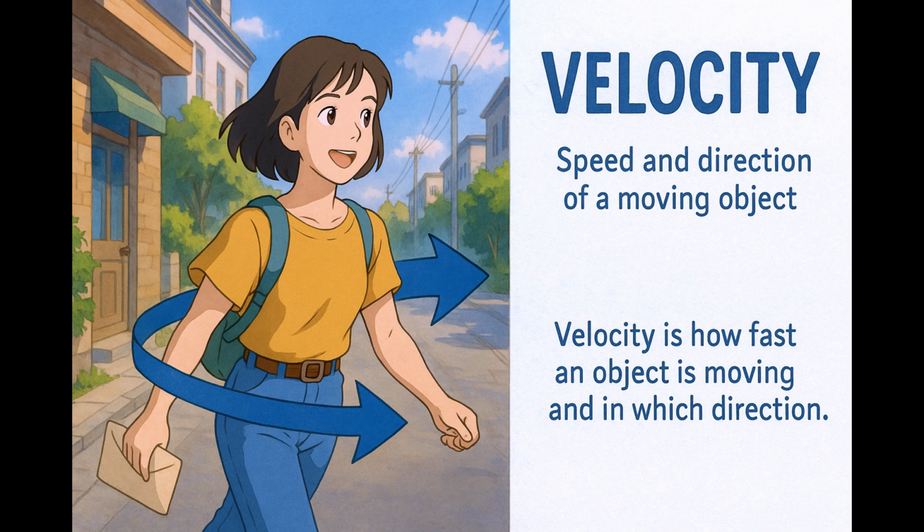Therefore, just as you can't successfully reach your destination without knowing both how to get there and how quickly you're moving, an object's velocity is defined by the combination of its speed and its direction.